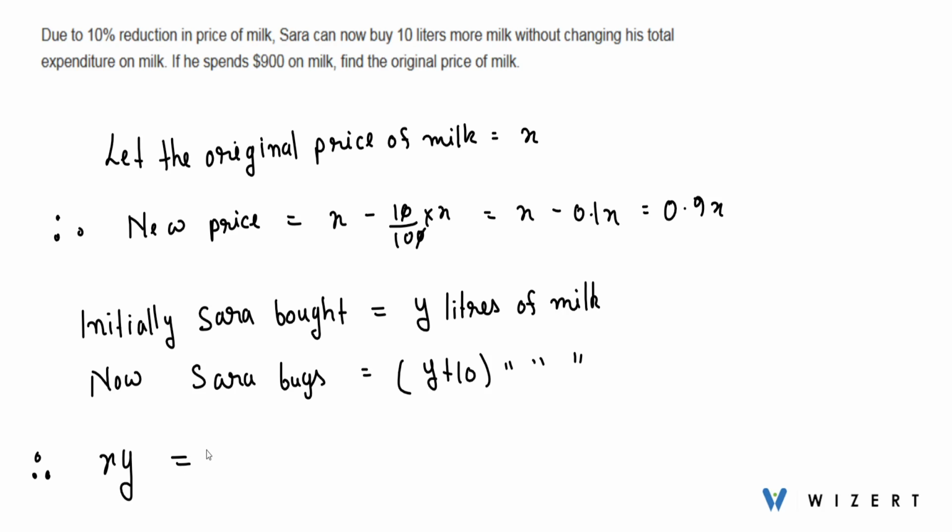And now when the price has been reduced, current price of milk per liter is 0.9x dollars, so 0.9x multiplied by y plus 10, that is total amount of milk which Sarah buys currently, and it will be equal to 900. So we can say that the value of xy is equal to 900.